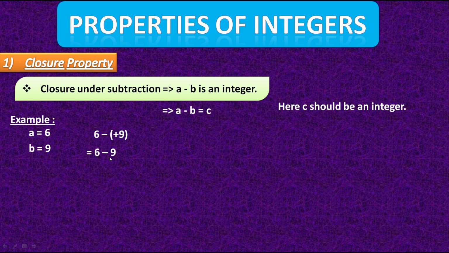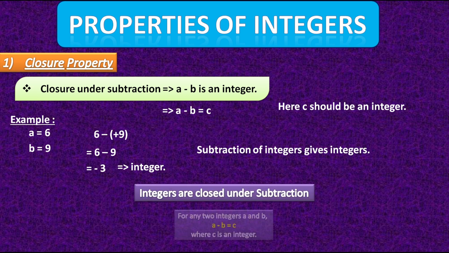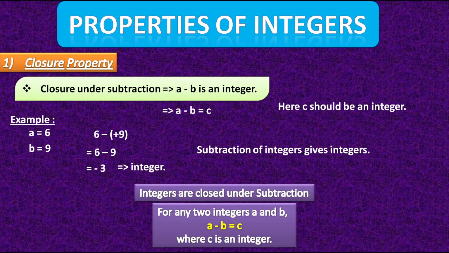9 minus 6 gives us the answer 3, but with a minus sign. Why minus 3? Because the 9 is greater and 9 has a minus sign, therefore the answer will have a minus sign. And this minus 3 is an integer, therefore we can say that subtraction of integers gives us an integer only. Therefore integers are closed under subtraction. For any two integers a and b, a minus b is equal to c, where c is an integer. Therefore we can say closure property holds for subtraction.